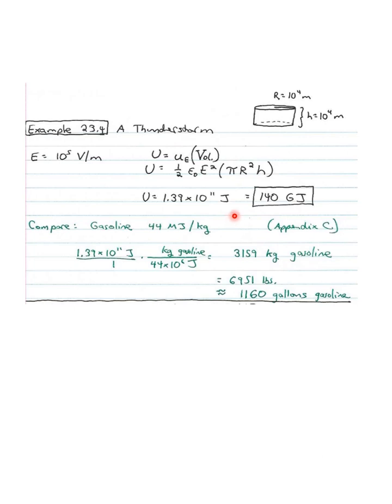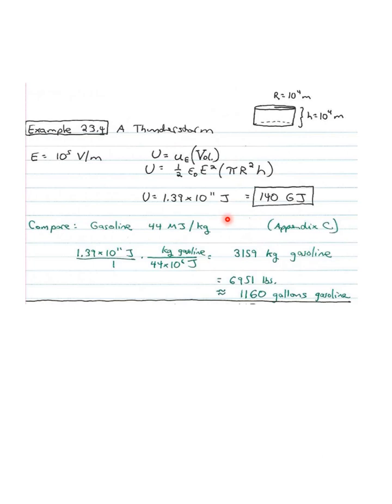Compare that with gasoline, typical amounts of energy that we get from gasoline, or rather, how much gasoline would it take to give us that much energy? Well, in Appendix C in the book, it gives a variety of sources of energy. In gasoline, it says you get 44 megajoules of chemical potential energy stored in every kilogram of gasoline.